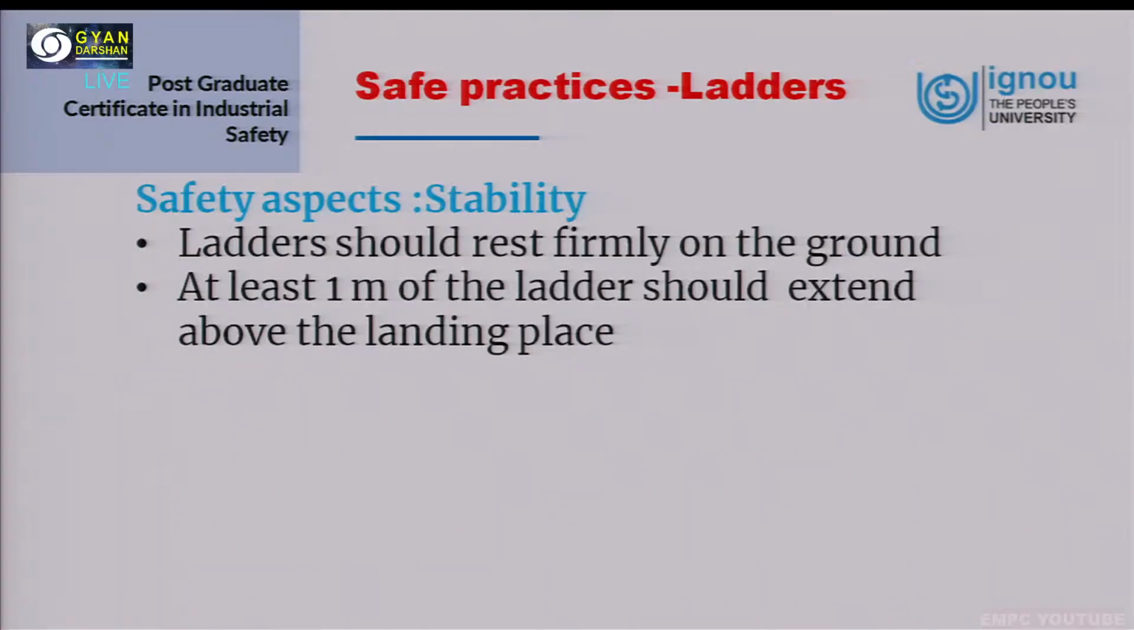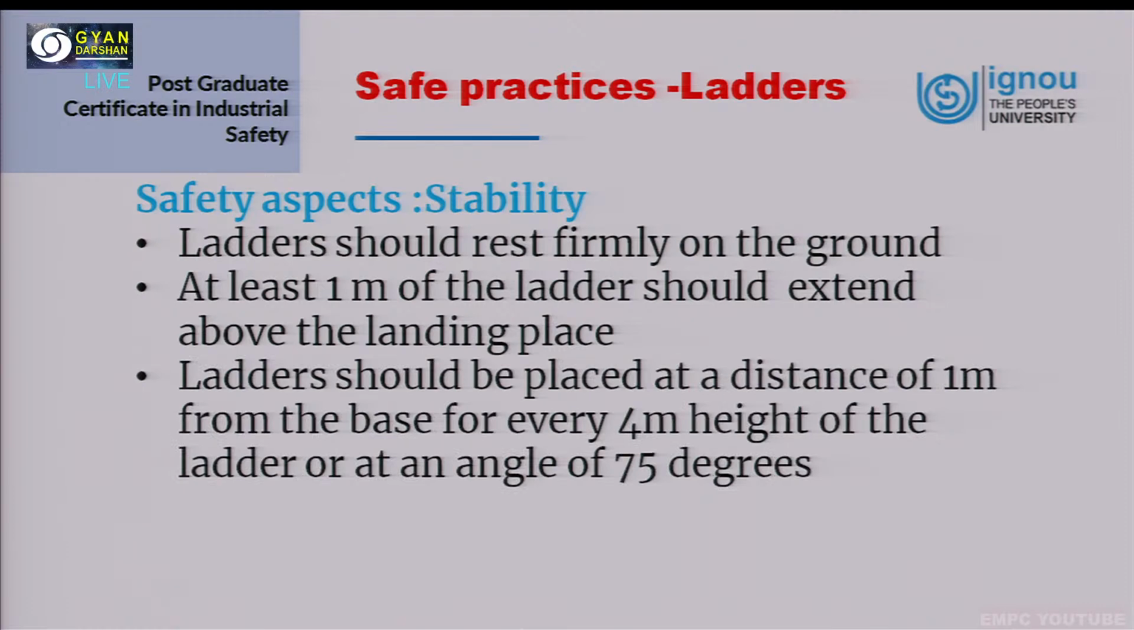Now, what about the angle that the ladder makes with the vertical surface, and what is the distance that a ladder has to have from the vertical surface? Even for that, there is a thumb rule: ladders should be placed at a distance of 1 meter from the base for every 4 meter height. Which means if we have a 4 meter height ladder, then it has to be placed at a distance of 1 meter from the vertical surface. The other aspect to remember is that there should be an angle of 75 degrees.